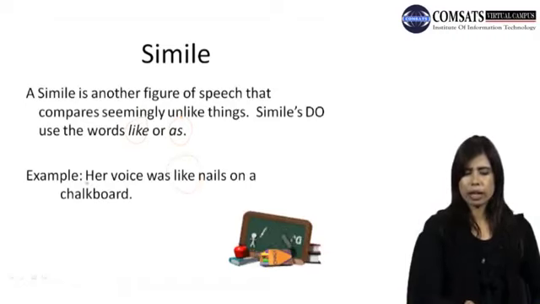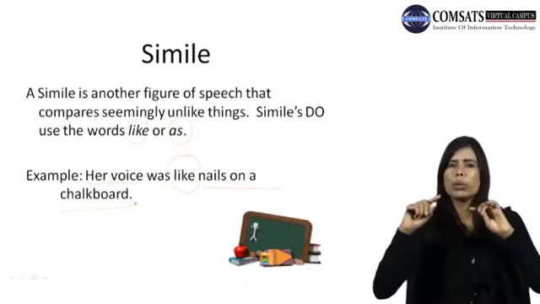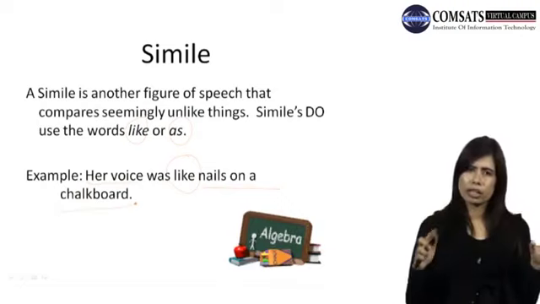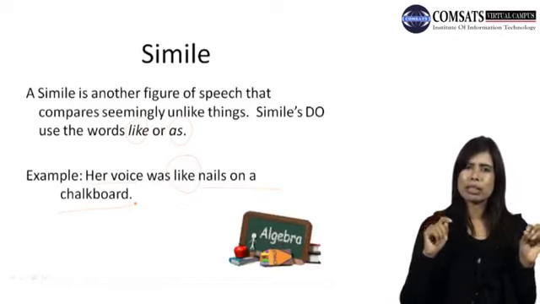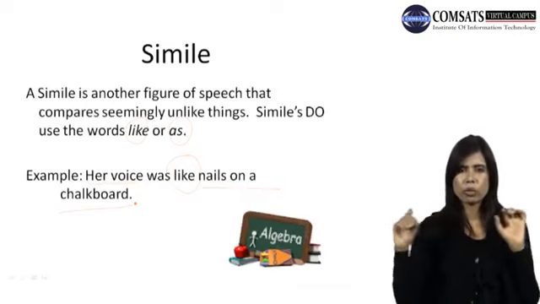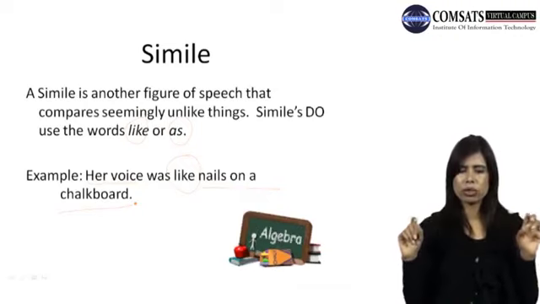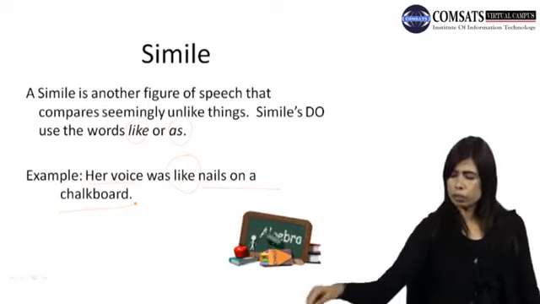So here we are comparing her voice plus nails on a chalkboard. Fine. So here you can see we are comparing two different entities, fine, by using the word like or as, and this is known as the indirect comparison as well, fine. Her voice was like nails on a chalkboard. This is simile, another kind of figure of speech.